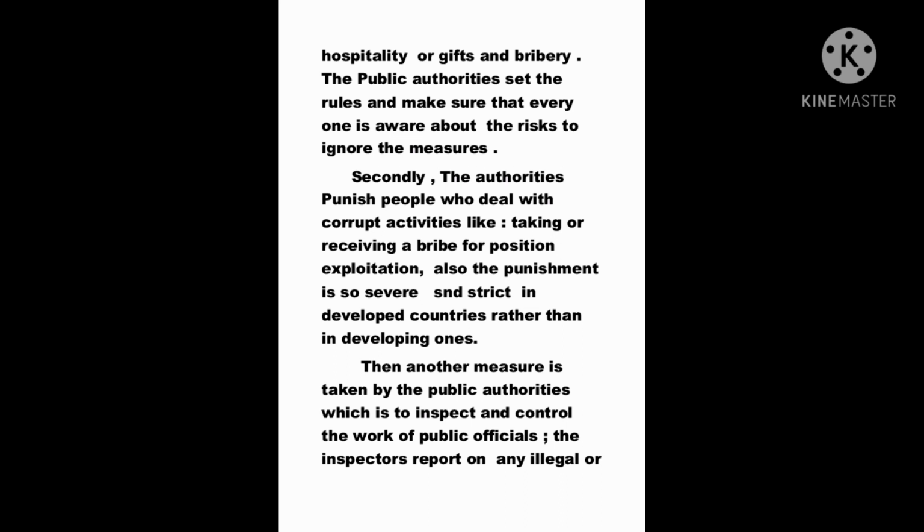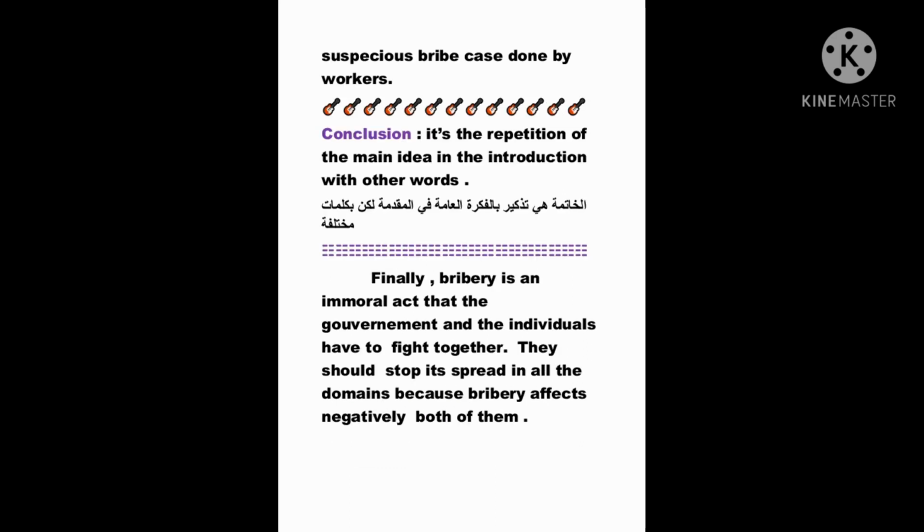Then another measure is taken by the public authorities, which is to inspect and control the work of public officials. Okay, when you control, you inspect, people get afraid of taking a bribe because they are under control, under surveillance, so they can't take the bribe. The inspectors report on illegal and suspicious bribe cases done by workers. Okay, so here I finished with the development, 3 supporting ideas, 3 paragraphs.